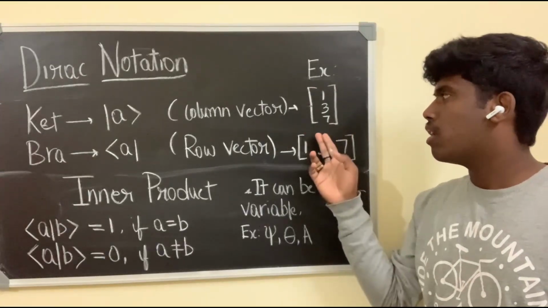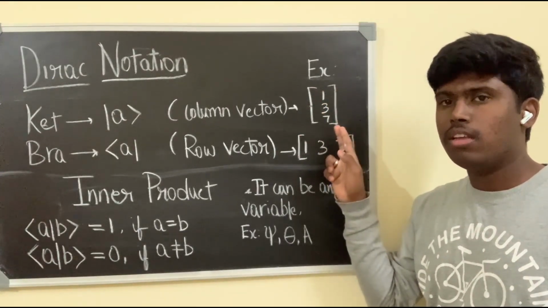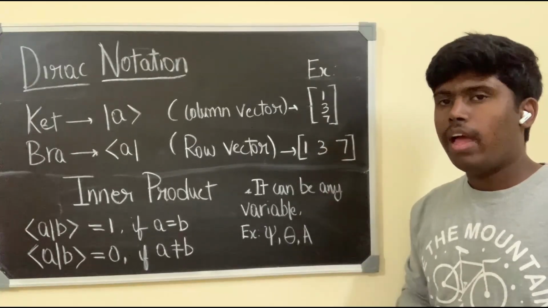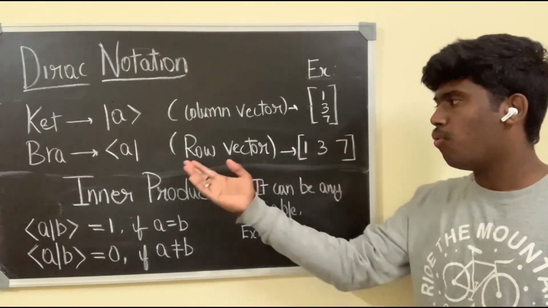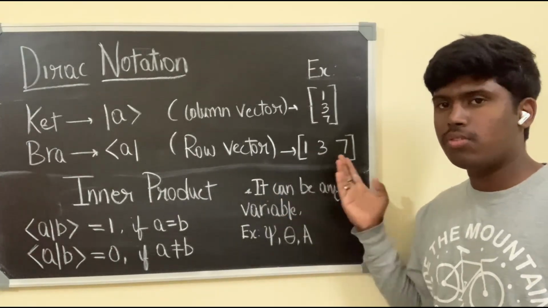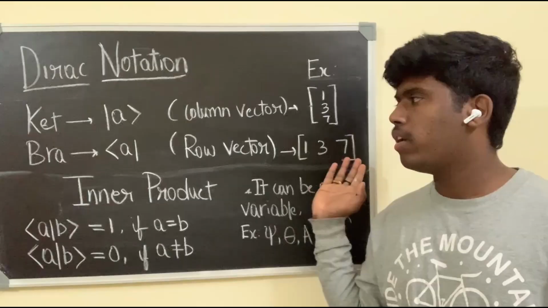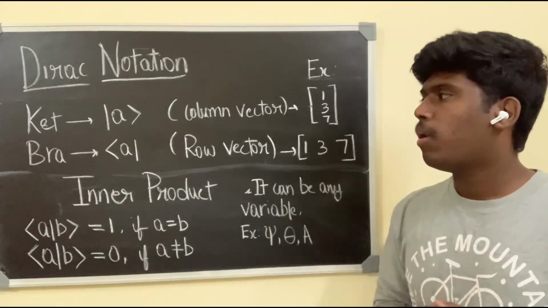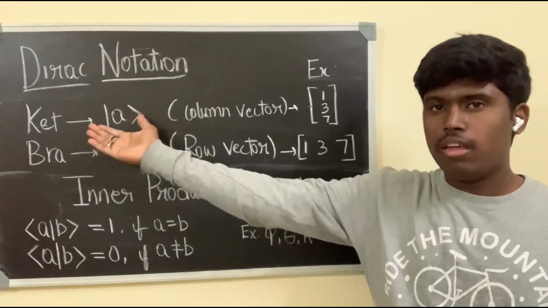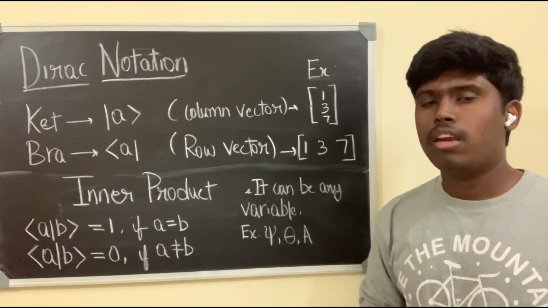We write a column vector with entries 1, 3, 7 in a column, and the same entries, when written in a row format, are written in this way, and this is a row vector, and this row vector is known as bra A. If we multiply a bra and a ket, we get a number. This number is known as an inner product.